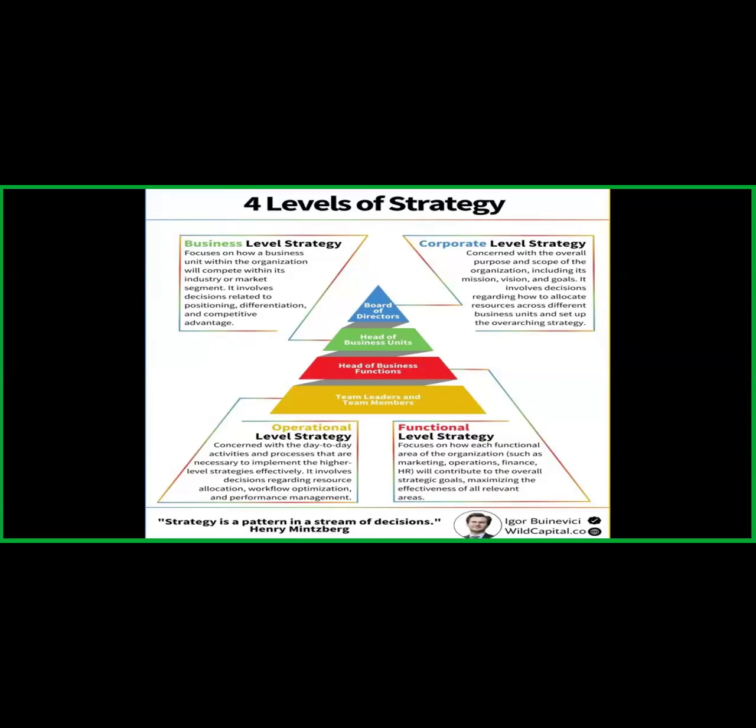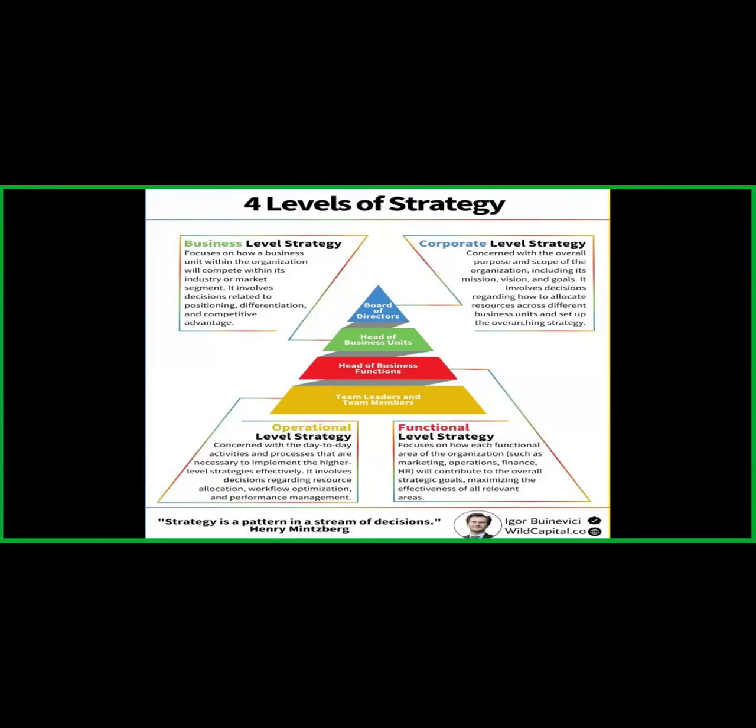First one is the corporate level strategy. Corporate level strategy is concerned with the overall purpose and scope of the organization. It includes its mission, vision, and goals. It involves decisions regarding how to allocate resources across different business units and set up the hierarchical strategy. It means that corporate level strategy is considered the highest level strategy, where the board of directors are involved, where all the policy related decisions or top level decisions are taken. That particular strategy is called corporate level strategy.